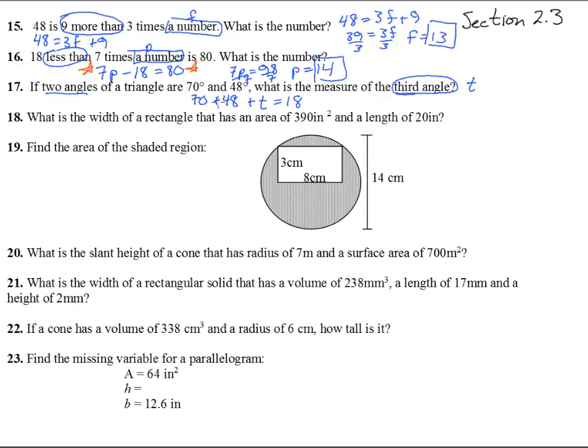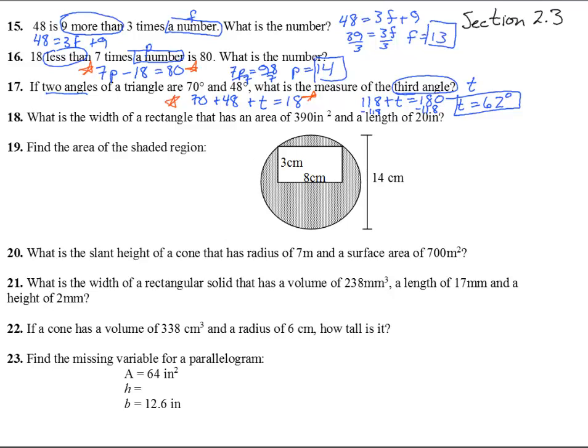We are now again in happy math land. We have our equation right there. 70 plus 48 is 118 plus that third angle have to equal 180. Subtract 118 from both sides. And we get that T equals 62. That's going to be 62 degrees for that third angle.